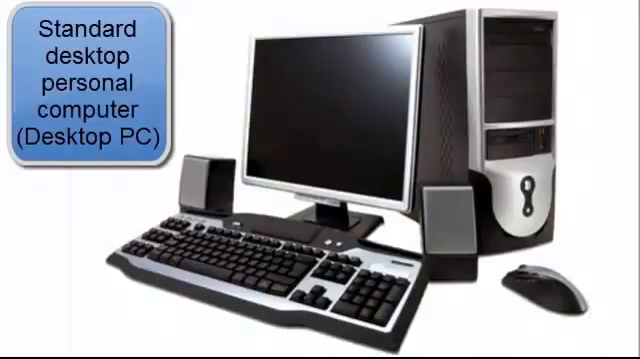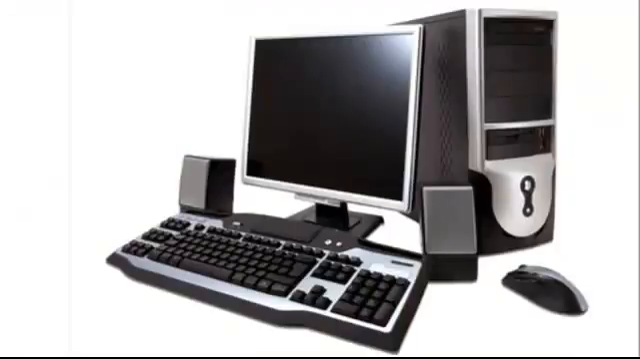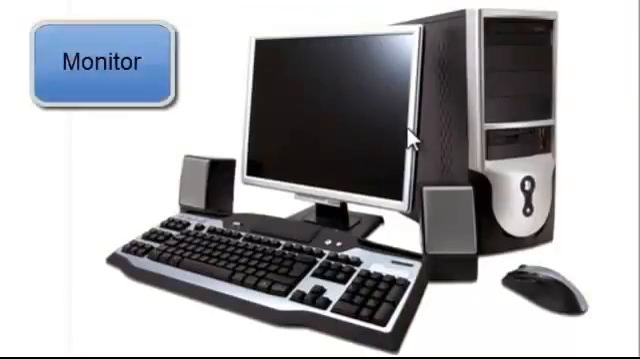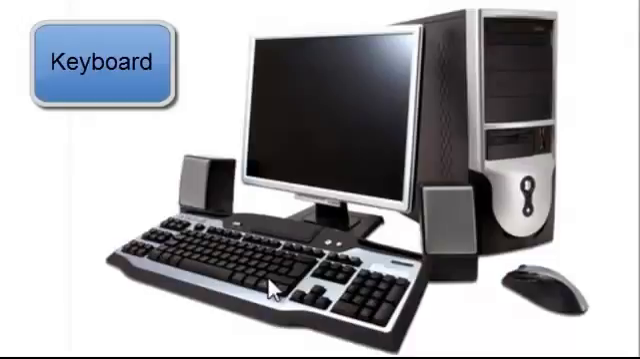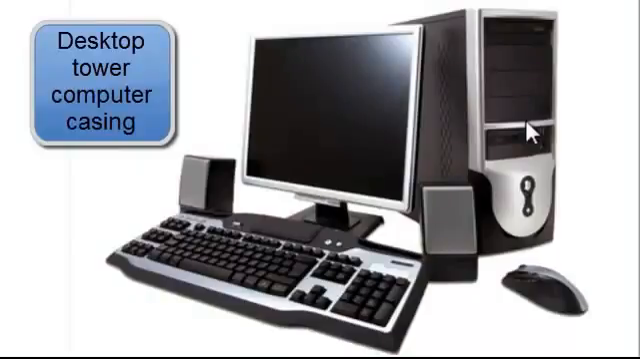We're going to talk about your computer and the various components that make up your computer and the layout of your PC or personal computer. We have here a picture of a standard desktop personal computer or PC, with the main parts being the monitor, the keyboard, the mouse, speakers, and we have a desktop tower computer casing, which is probably the most common type of desktop computer casing.